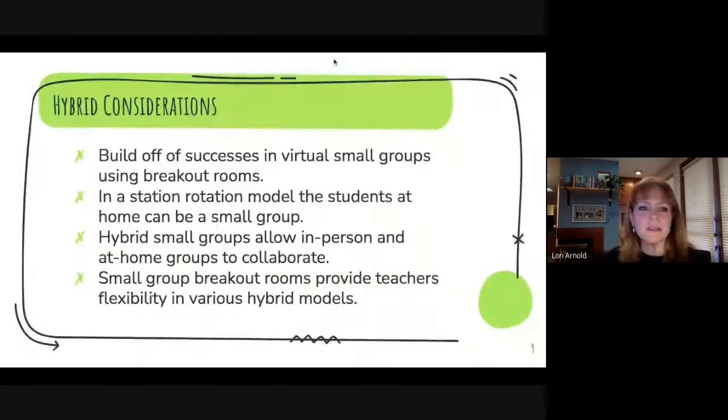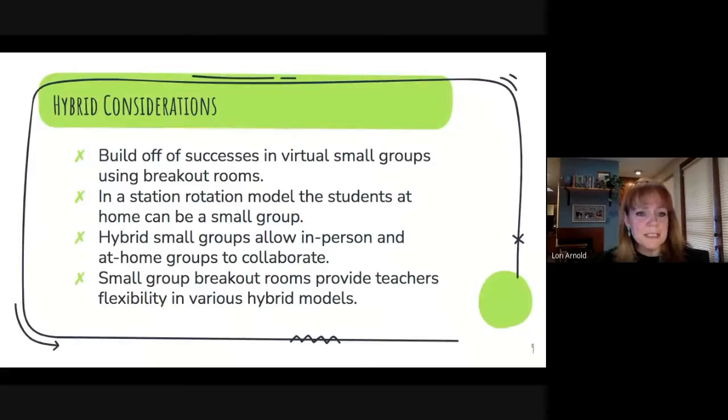So some of the things that you might consider if we move into hybrid is building off the successes of the small rooms that you've already set up with your students. So whatever you've already taught them about the expectations for working virtually in a small group, build off that and just explain how it might look a little bit different when you have kids with you in your classroom and online.